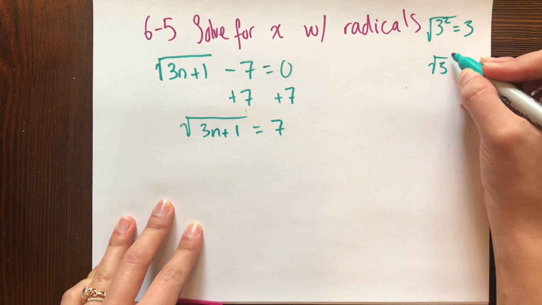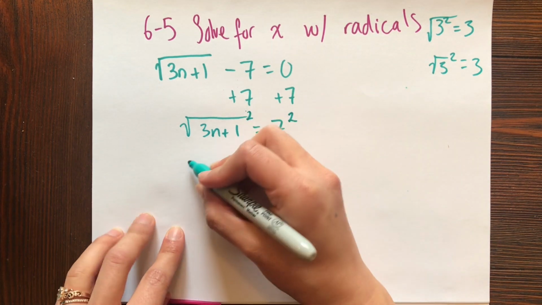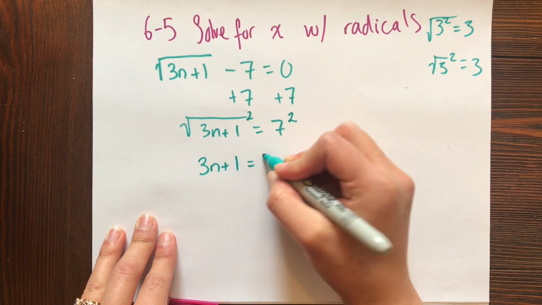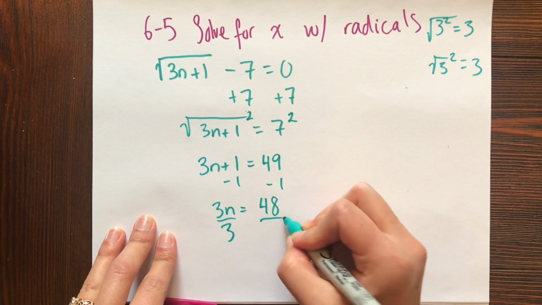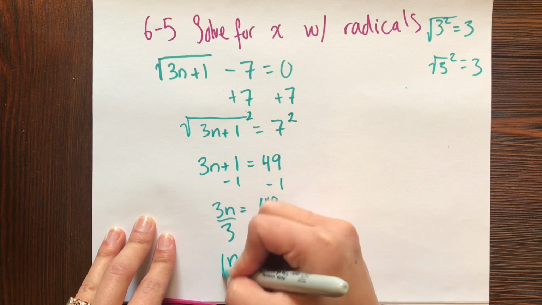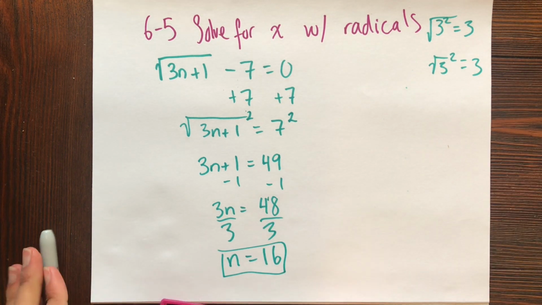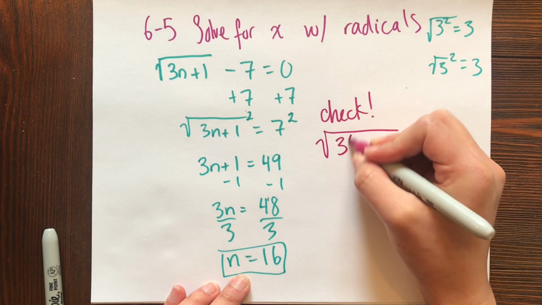Now, remember that 3 squared, if I take the square root, that's just 3. And similarly, if I square a square root, then it just stays the same. So really the opposite of taking the square root is to square, so I'm going to square both sides to solve. And then I just do some quick algebra, which you can do slowly if you want, and I get n is equal to 16. But the key here is to square both sides so that I can undo that square root.